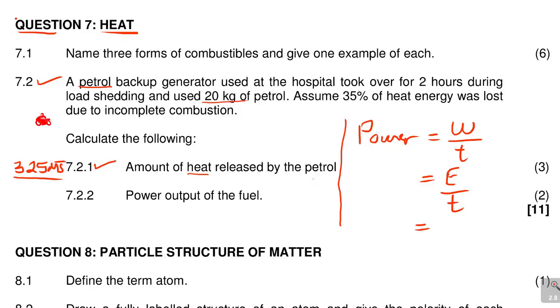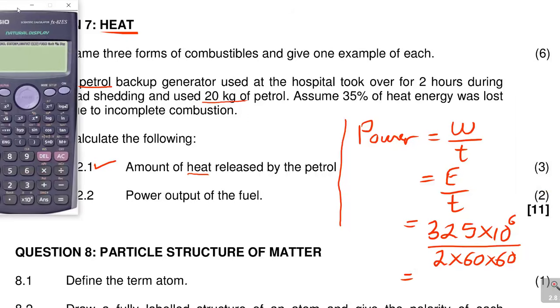Now what is the energy? We said the energy used was 325. Remember, we're dealing with megajoules. These are not SI units. Divided by the time taken, they are saying 2 hours. Since we are now calculating power, it is wise to use the standard units. So I'll say 325 mega means times 10 to the power 6, divided by 2 hours, which is 2 times 60, which is now minutes, times 60, which is now seconds. You must convert that time to seconds. If you do that, then you need to use a calculator to find the actual power.